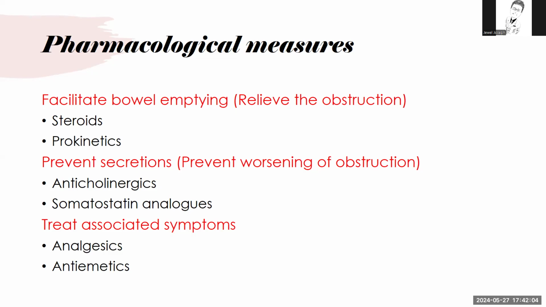Along with that, we should treat associated symptoms also. We should give analgesics for whatever pain the patient has. Oral drugs usually won't be beneficial, so we'll give parenteral drugs, and antiemetics can also be given along with this. The preferred antiemetics would be, if there is no colic, we can still give prokinetics. If there is colic, we should stick to other antiemetics like 5-HT3 blockers like ondansetron. Next slide, please.